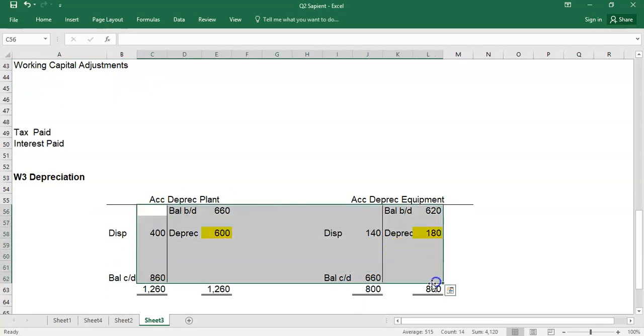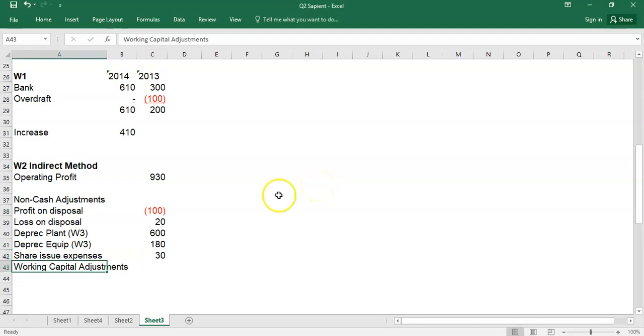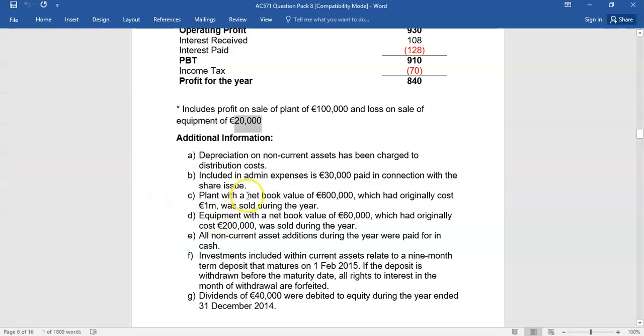We've got 2 of our non-cash adjustments. Depreciation will always be there. And the only other one, this is a tricky one here, is your share issue expenses. Now, those share issue expenses, 930 over there. If you look at it here, you're told included in admin expenses 30,000 paid in connection with a share issue.